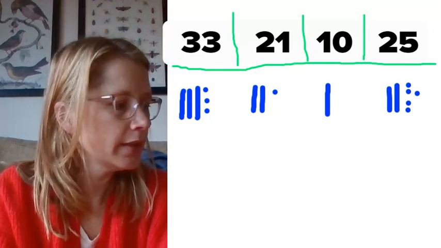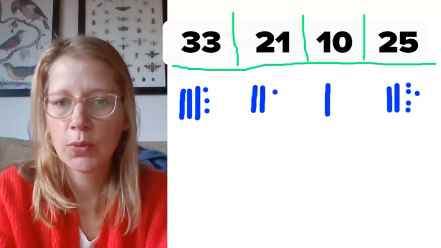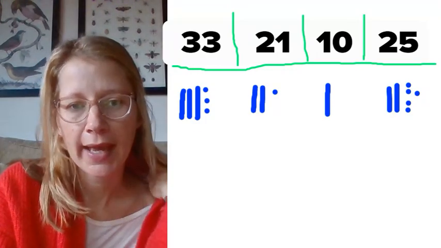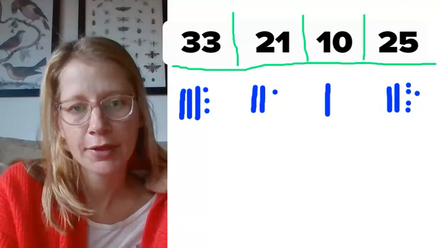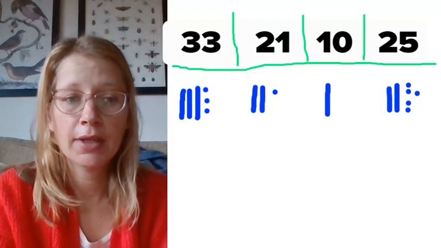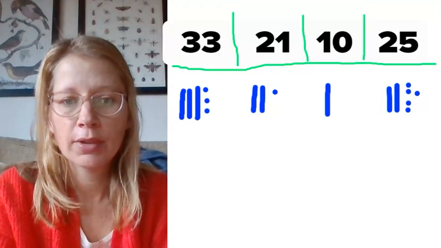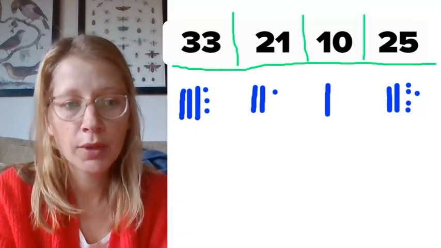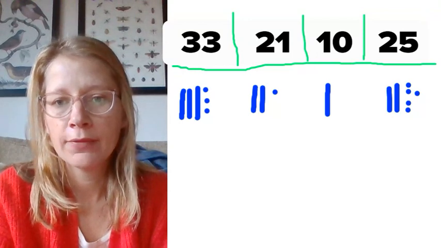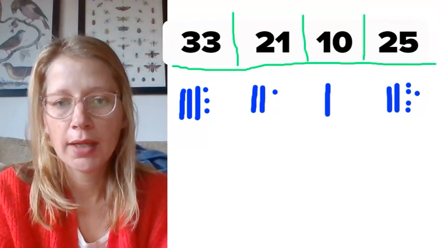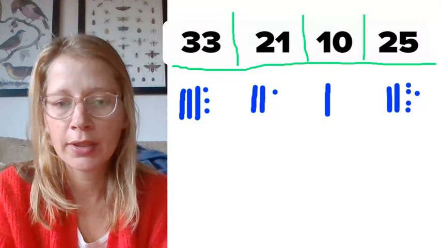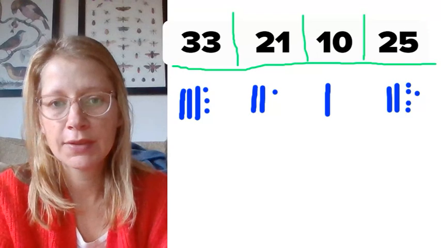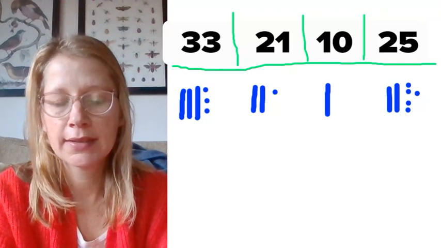All right, let's use our rods and dots to order our numbers from least to greatest. I'm going to go ahead and look at how many rods I have for each number. For number 33, I have 3 rods. For number 21, I have 2. For number 10, I just have 1 rod. And for number 25, I have 2 rods. So looking at this, I know that number 10 has the least amount of rods, or the least number of groups of 10.